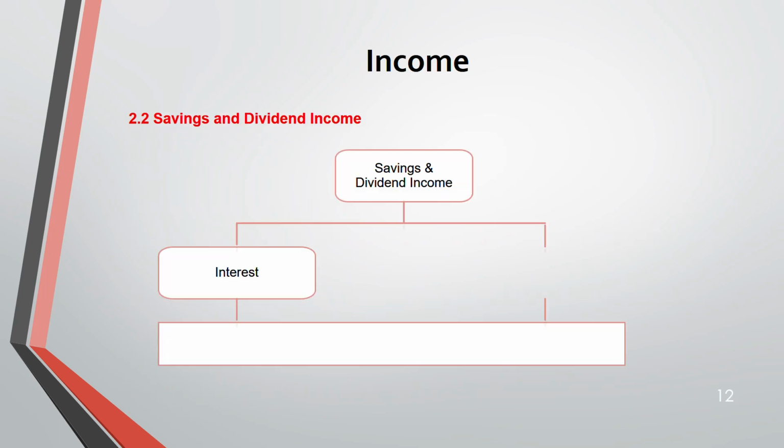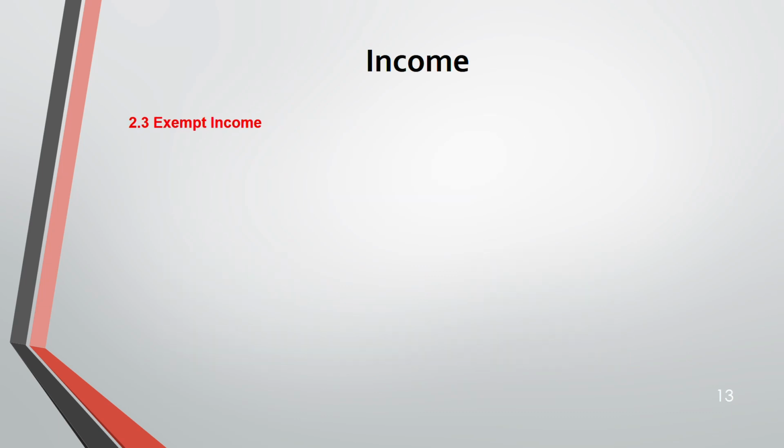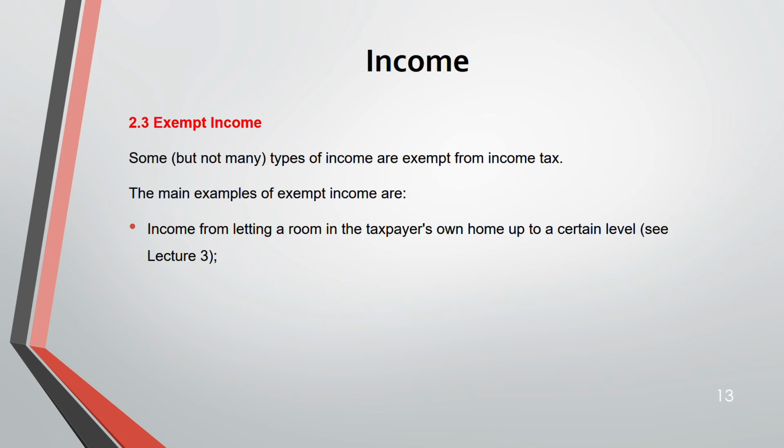Now, savings, all the interest are savings income and dividend income. Here also we have the tax rate and they are collected by self-assessment, savings and dividend income. Then exempt income, it's a big list. Okay, so the main exempt income are, let's go through this.